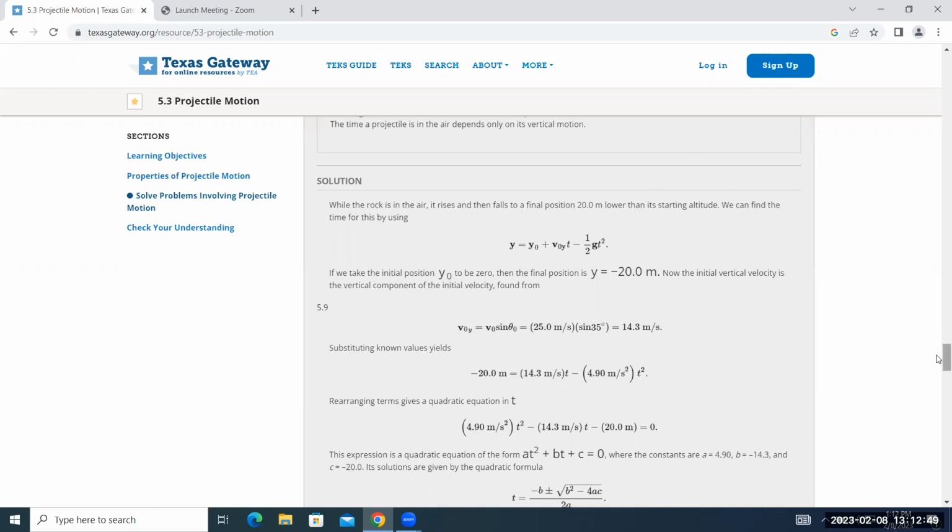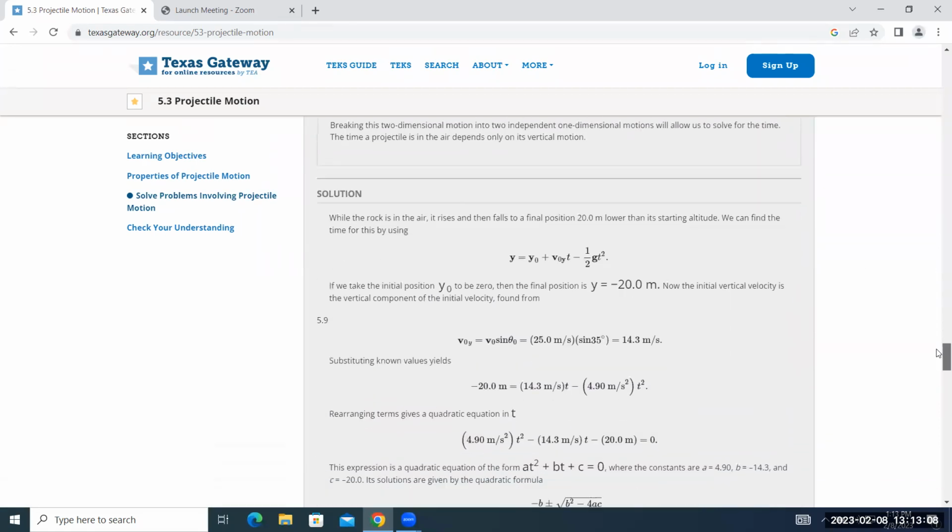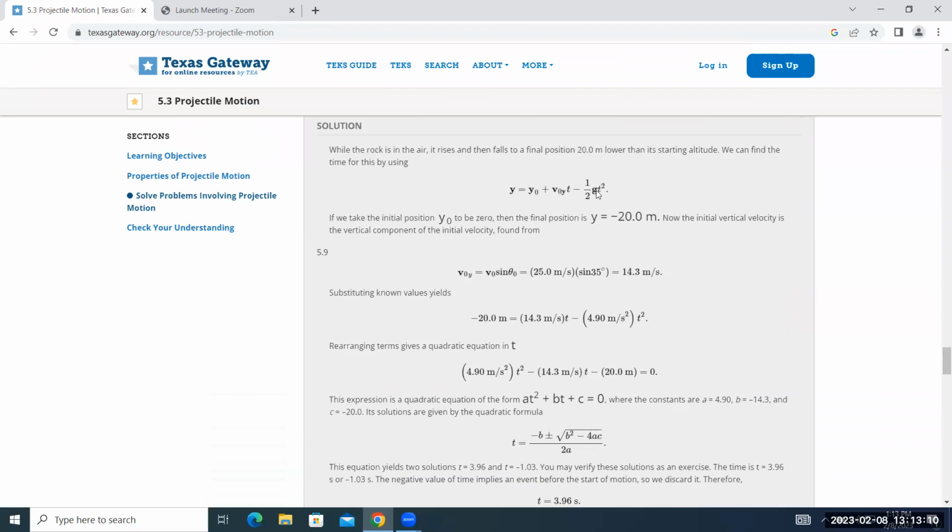In other words, when it asks me to find the time, the easiest thing to do is find the time it takes to go from here to the top of the arc and then all the way back down, knowing it's going to travel a little bit further. That's okay. So instead of X or S or D, we're just going to use Y. So we have our Y position.